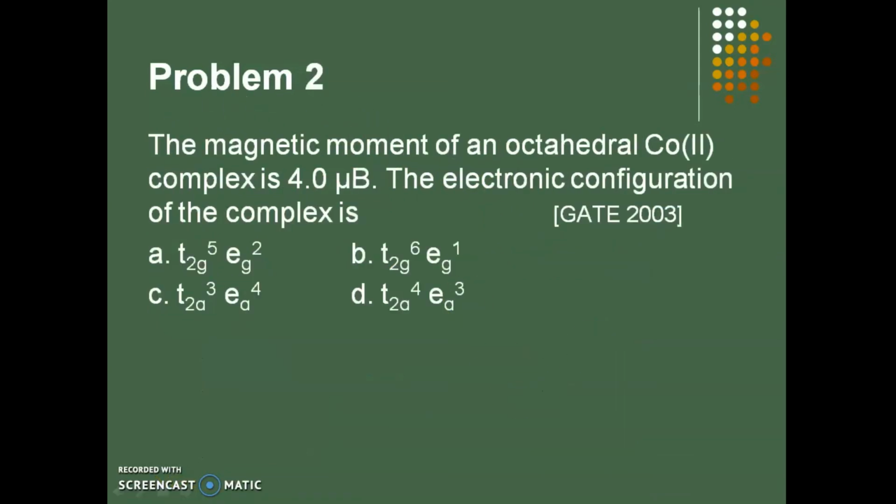The next one is: the magnetic moment of an octahedral cobalt 2 complex is 4 Bohr magneton. The electronic configuration of the complex is? So immediately after seeing the 4 Bohr magneton, we will think that the number of unpaired electrons is 4. This is an octahedral Co2+ complex and 4 Bohr magneton. Now we think that the n value should be equal to 4, but that is not true.